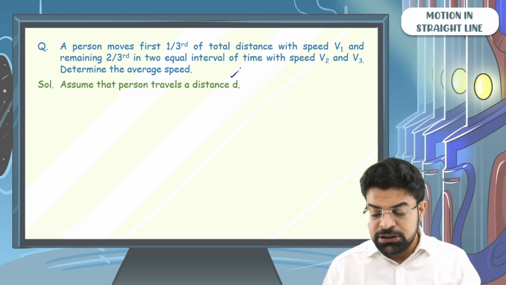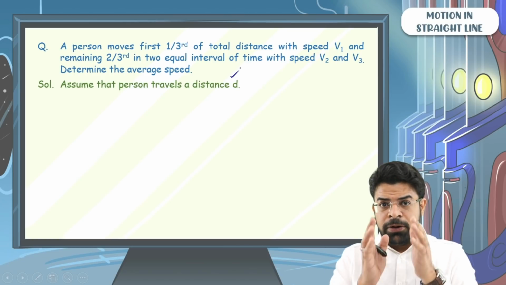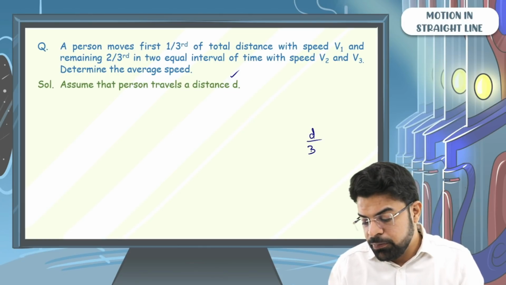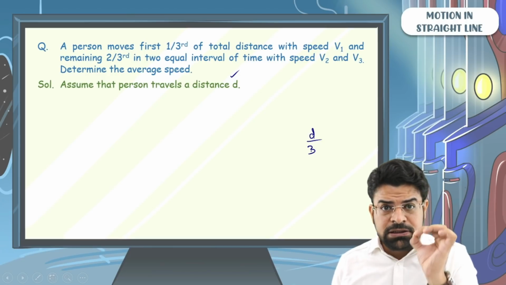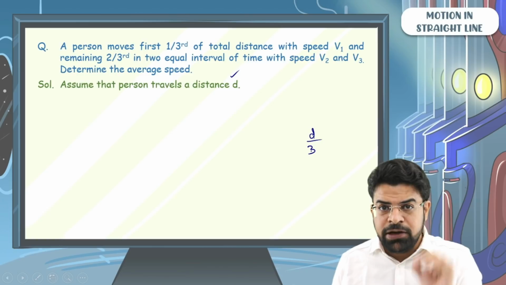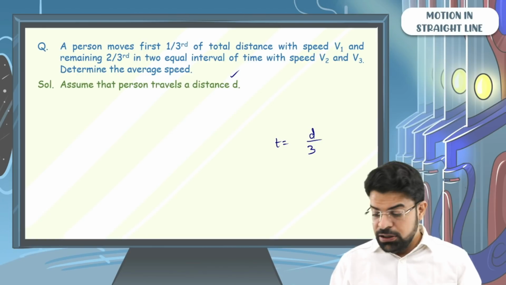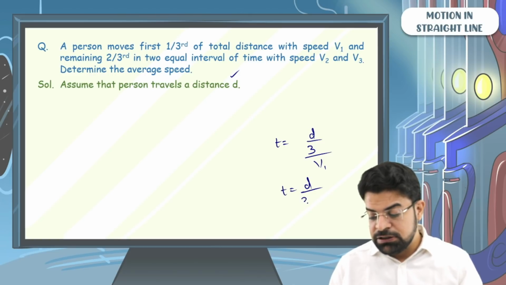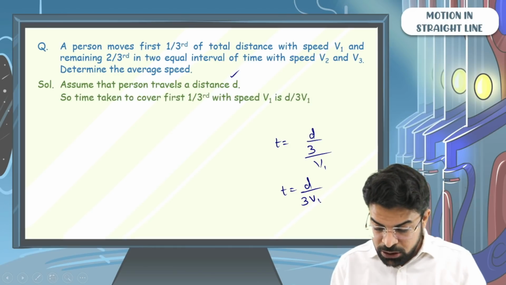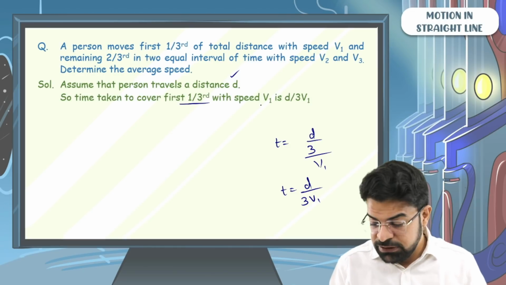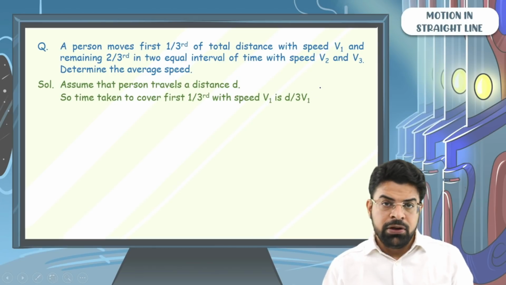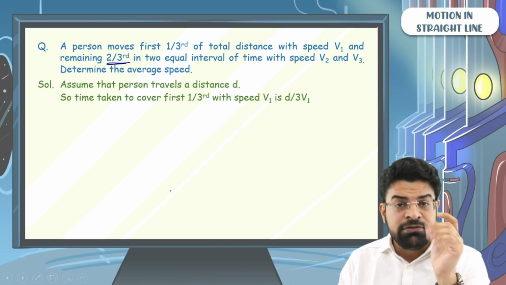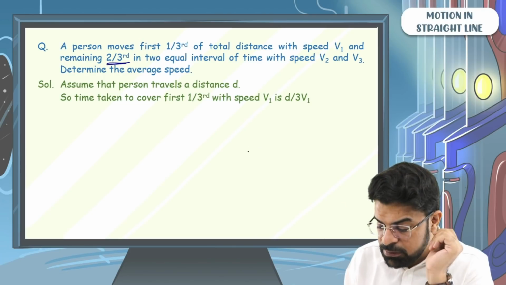So assume that the person travels a total distance d. Then the first 1/3 of the total distance will be d by 3. If the person travels the first 1/3 distance d by 3 with a speed v1, then the time taken will be distance upon speed, which is d by 3 v1. Then the person travels the remaining 2/3 of the distance, which will be 2d by 3.